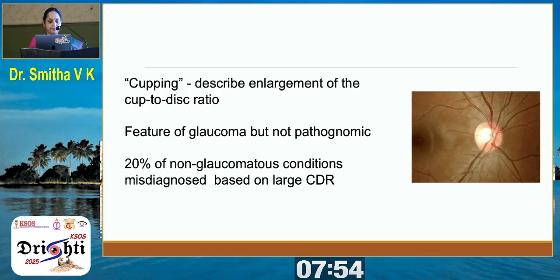Cupping is described as an enlargement of the cup to disc ratio. It's a well-known feature of glaucoma. Diagnosis is easy when the IOP is high and there is glaucomatous cupping, but it becomes a problem when the IOP is normal and there is cupping. 20% of non-glaucomatous conditions are misdiagnosed based on large cup disc ratio.